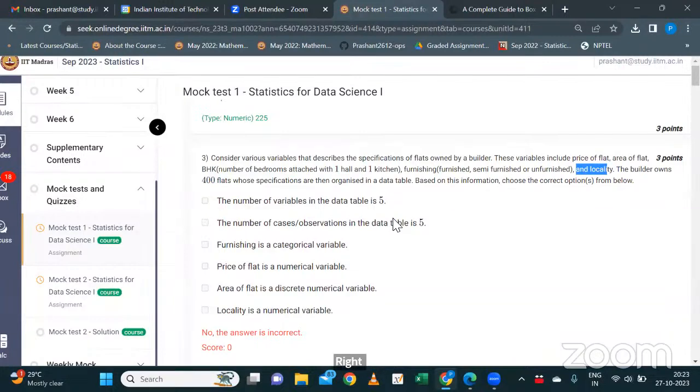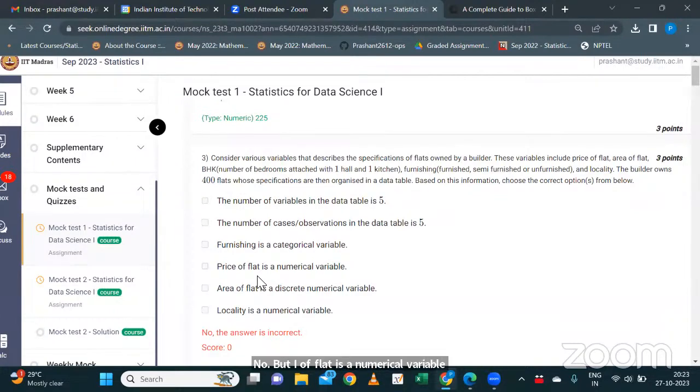Okay. So basically, variables are 5, not observations, because cases or observations are those on which we are going to collect the data, right? Now, furnishing is a categorical variable. We can't perform any mathematical operation on it, correct? Now, price of flat is also a numerical variable. Area of flat is a discrete numerical variable.